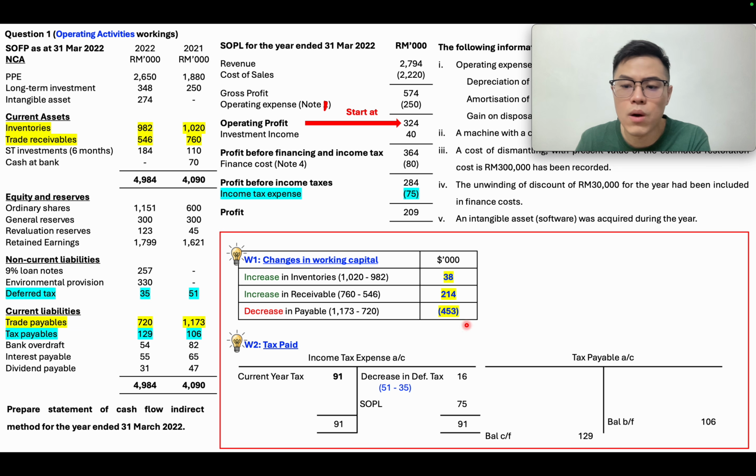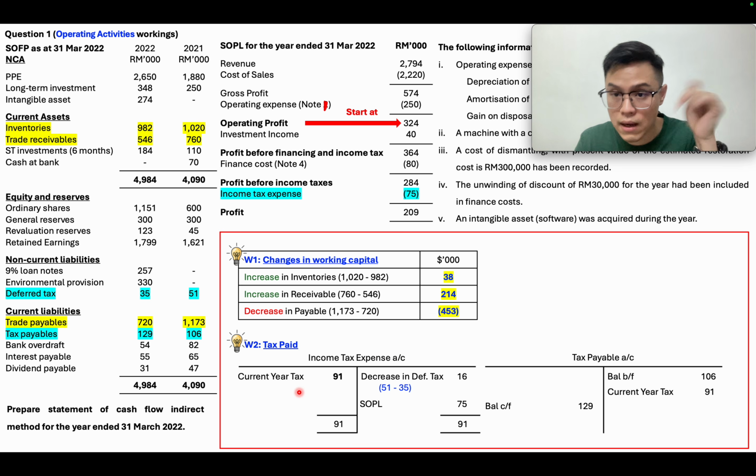At the beginning, we got 106 liability. At the end, we got 129. So this income tax expense, current year tax, right? We will debit our income tax expense, credit tax payable. Because this is your current year tax that you are going to pay. And this will be something that will increase your liability.